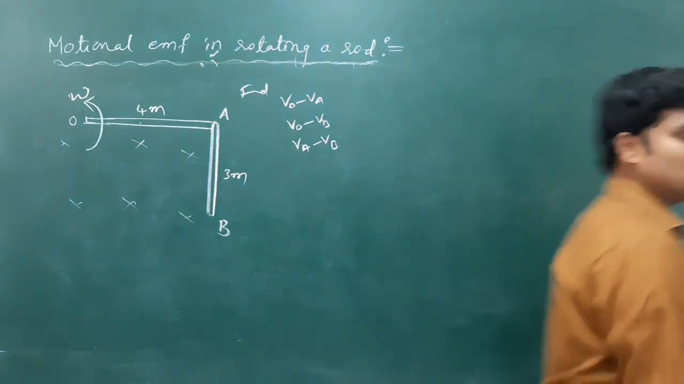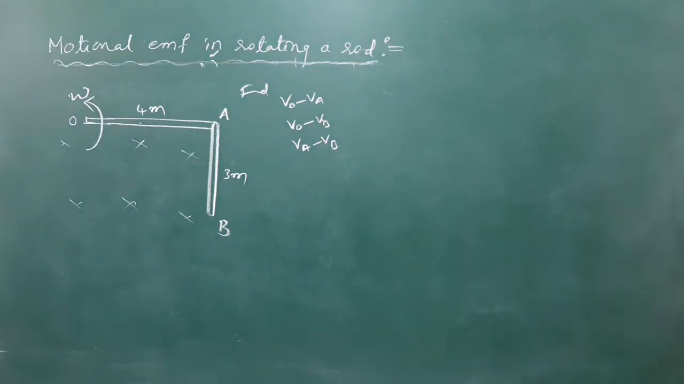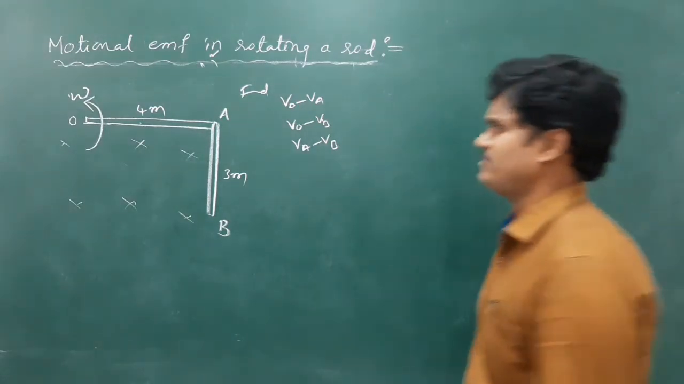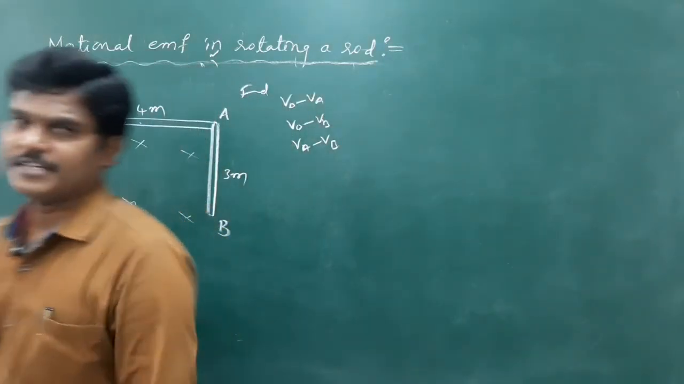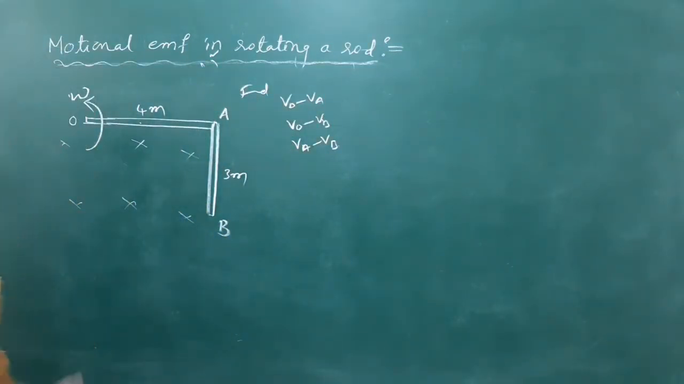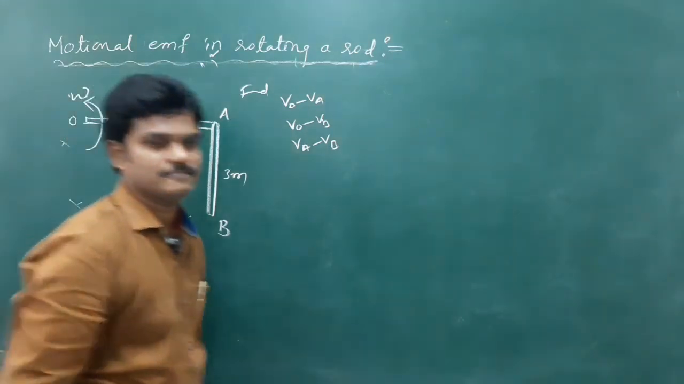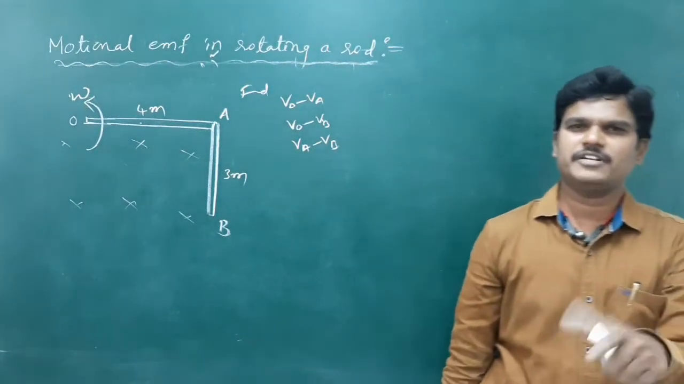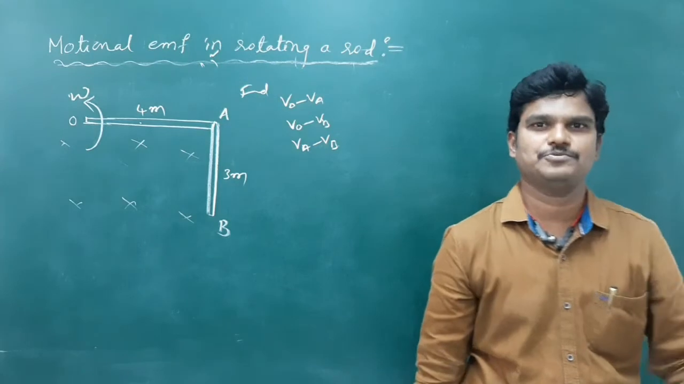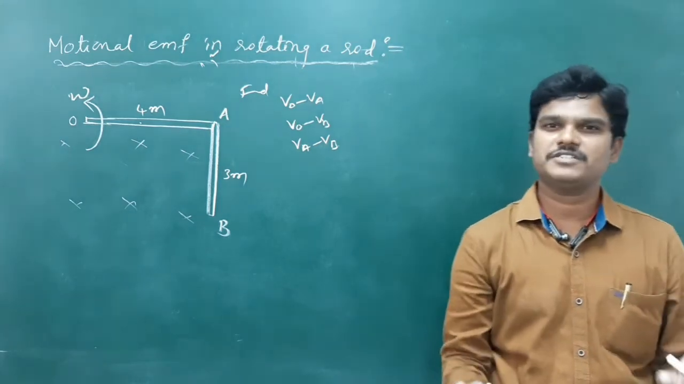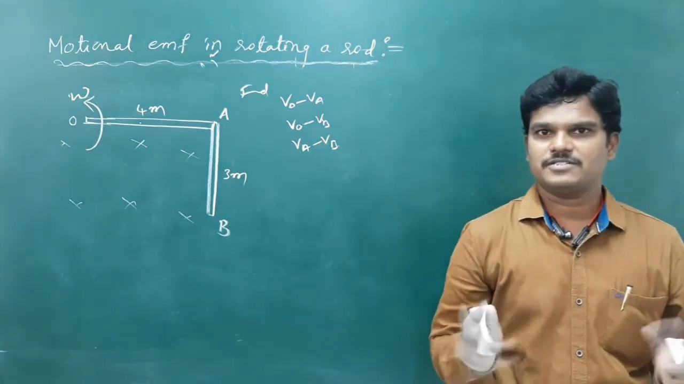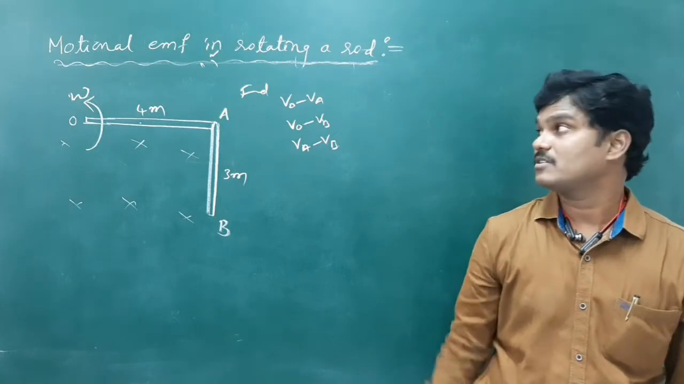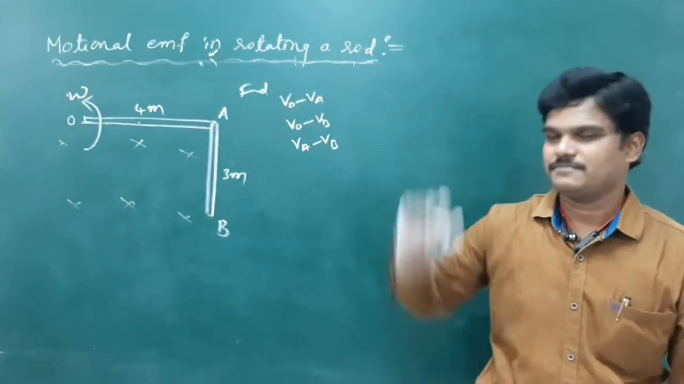Find the potential difference between two points, O and A. Of course, that potential difference is nothing but motional EMF. You may get positive or negative based on the highest potential and lowest potential. Now you take only the OA part outside, then find it. You will get VO minus VA, and you may get negative or positive. Negative means the direction of induced current is opposite to what you assumed. If you get positive, the direction of induced current is in the same direction. So we'll see.